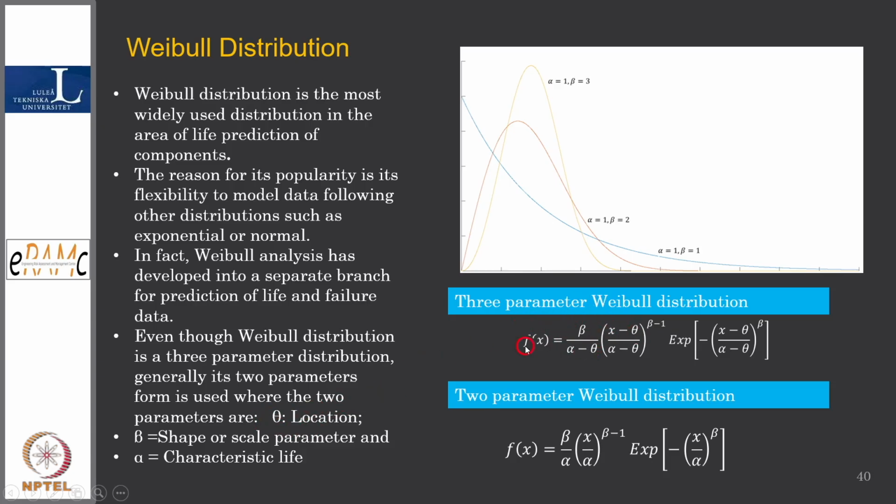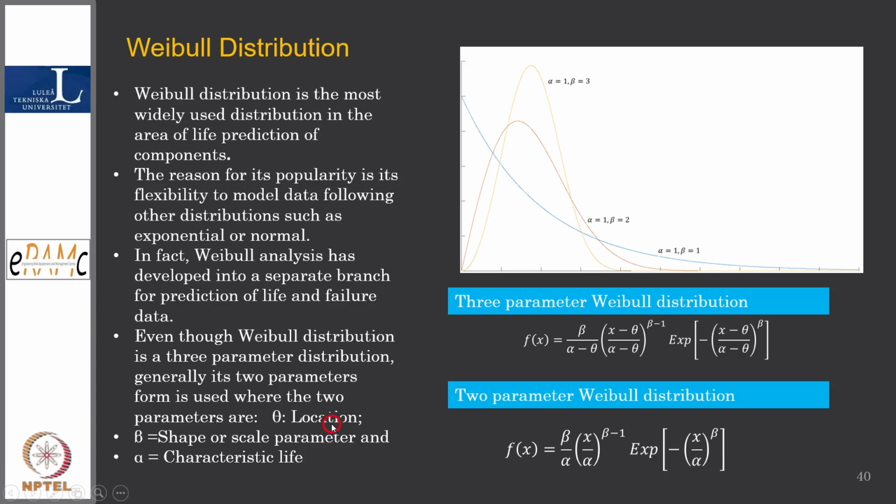Okay. So if it reads like this, f(x), x could be t. So we are talking about x here. Beta divided by (alpha minus theta), times (x minus theta) divided by (alpha minus theta) raised to the power beta minus 1, times exponential of minus ((x minus theta) divided by (alpha minus theta)) raised to the power beta. If I see it as a two parameter distribution, if I remove theta, so beta upon alpha, (x upon alpha) raised to beta minus 1, times exponential of minus (x upon alpha) raised to the power beta. So this is a simplistic form, the two parameter distribution we have.